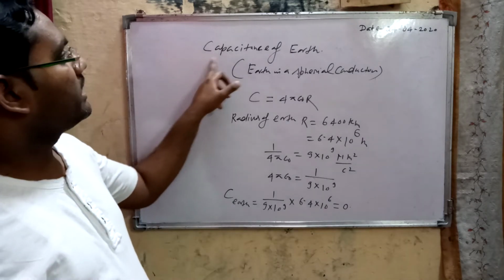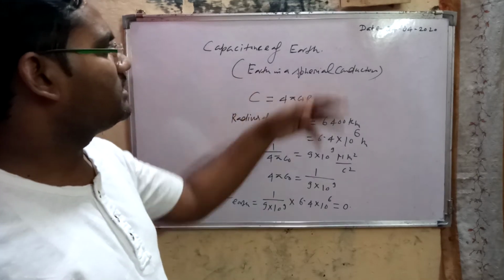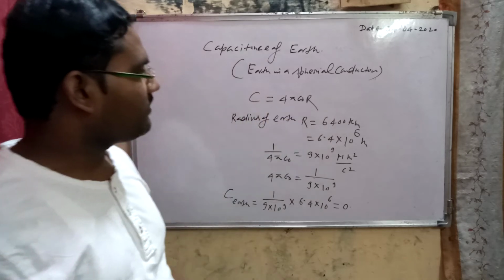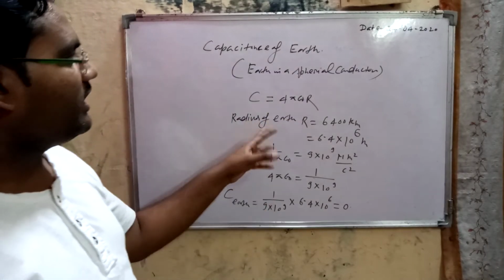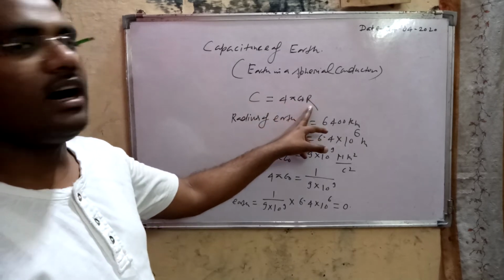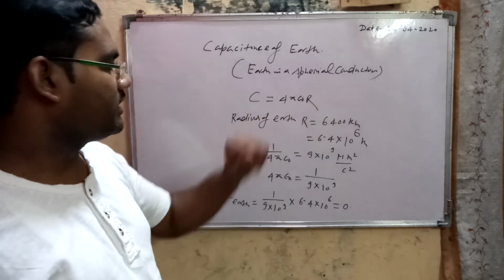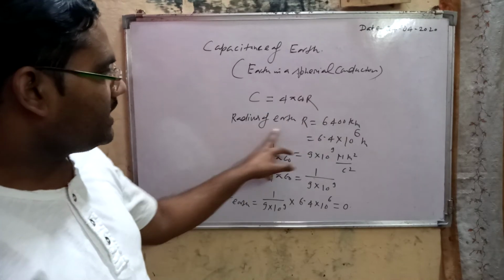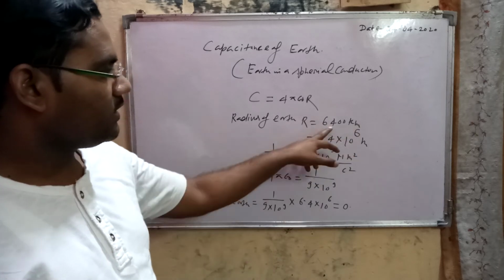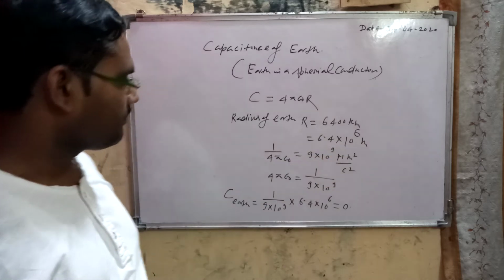Now here we find the capacitance of Earth. We treat Earth as a spherical conductor. What is the expression for the capacitance of a spherical conductor? C is equal to 4 pi epsilon naught R. What is R? R is the radius of the spherical conductor. Radius of Earth, capital R, is equal to 6400 kilometer. Now converting into meter, 6.4 into 10 to the power 6 meter.